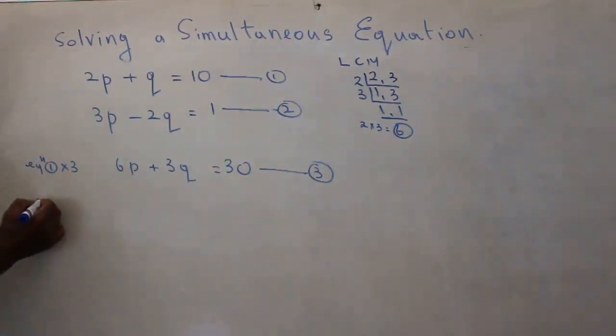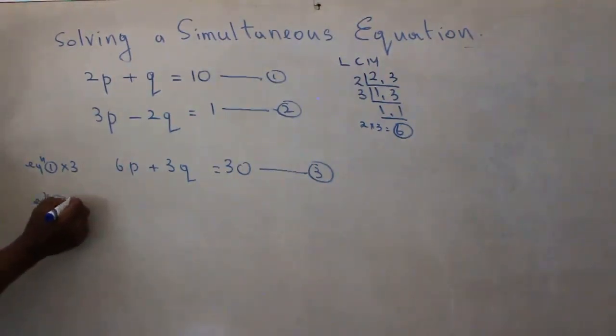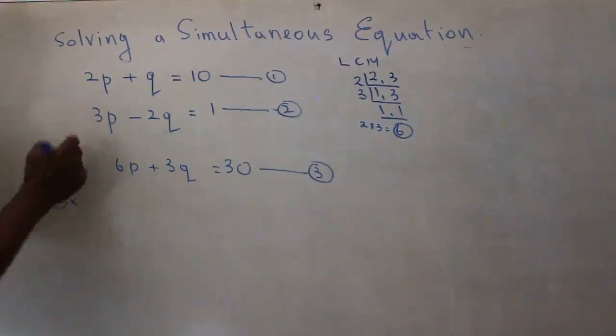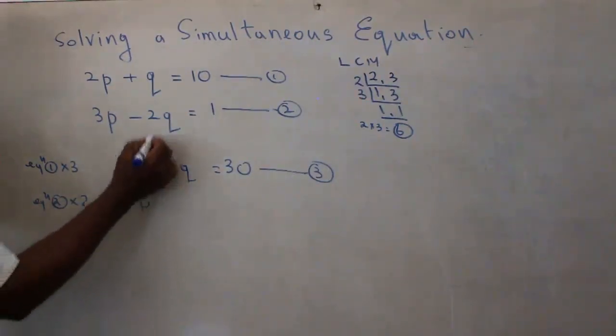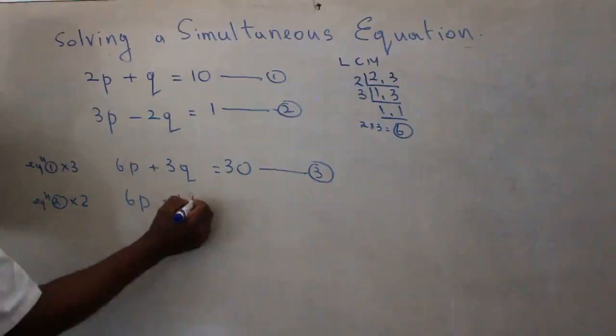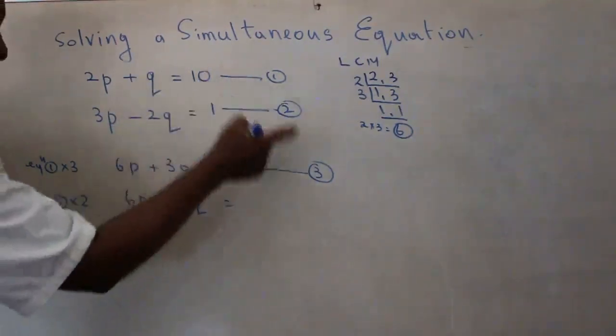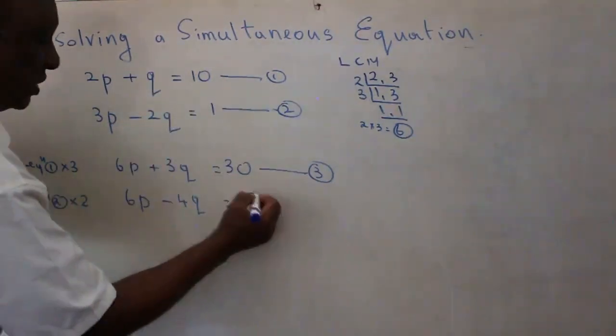Next, equation 2 will be multiplied by 2, because if I want to make this into 6, I will have to multiply by 2. That means this will become 6p, that will become minus 6q on the left hand side. Make sure you multiply the right hand side also. 2 into 1, 2, so that will be 2.